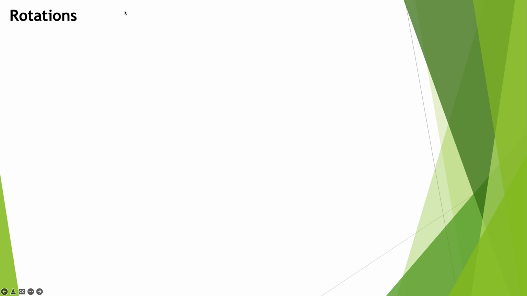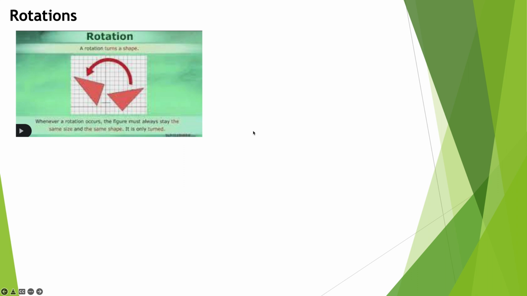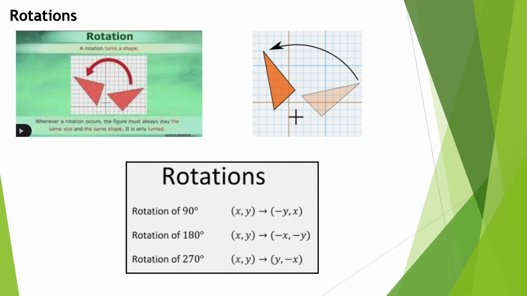Let's start talking about rotations. A rotation, as we mentioned yesterday, is a turn around a particular coordinate. All right. A good example is here, where you can see that we're rotating the figure.